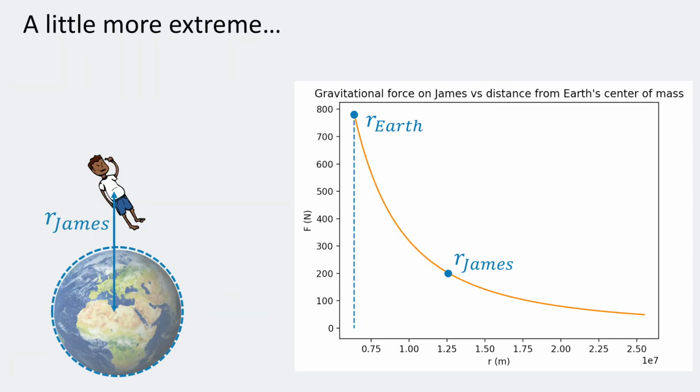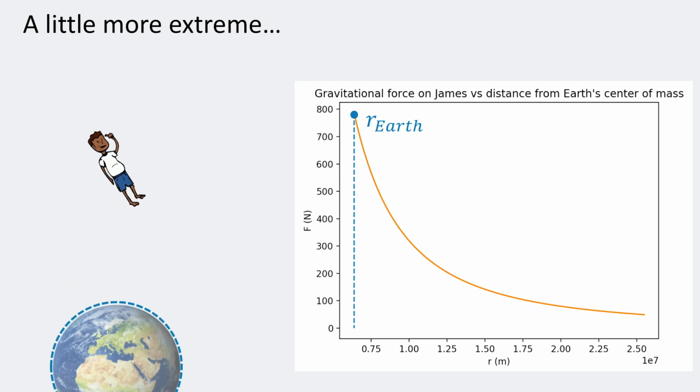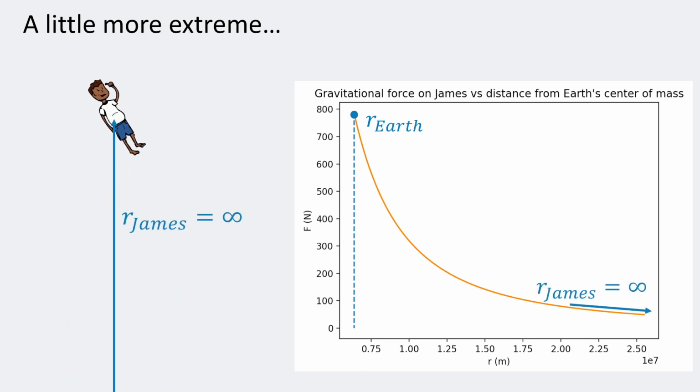We can take this further as well. So if we move James away an infinite distance from the Earth, this means that on the plot, the radius of James will be infinitely far to the right, infinitely far along the x-axis. What is the area here? What is the work done?